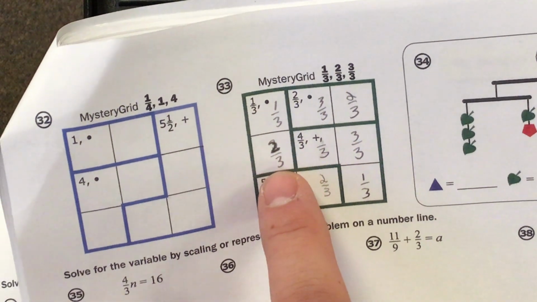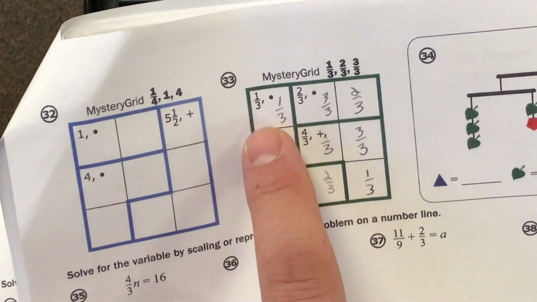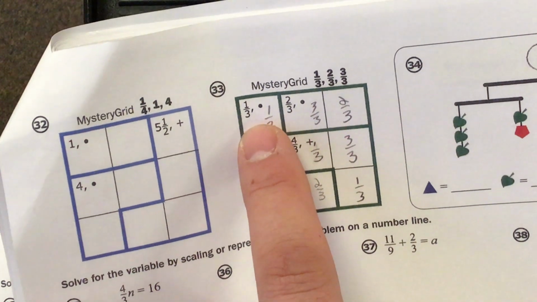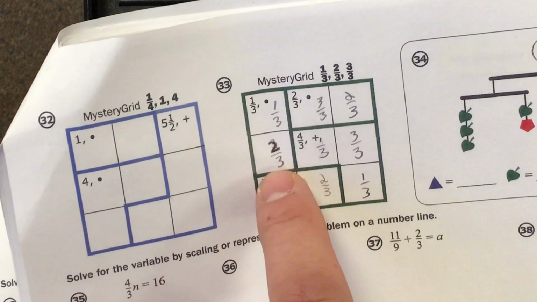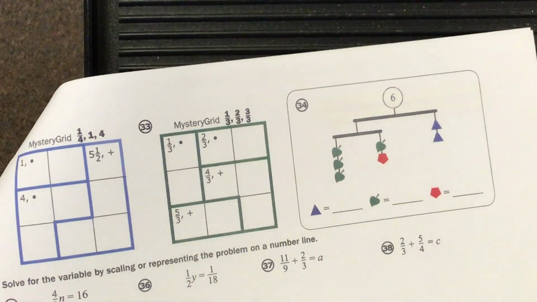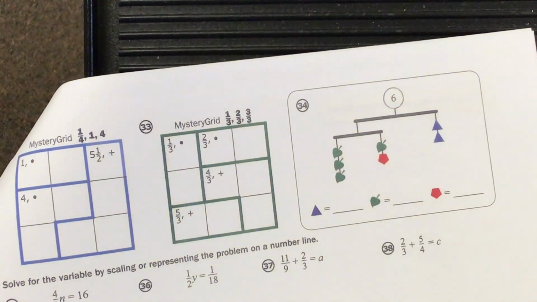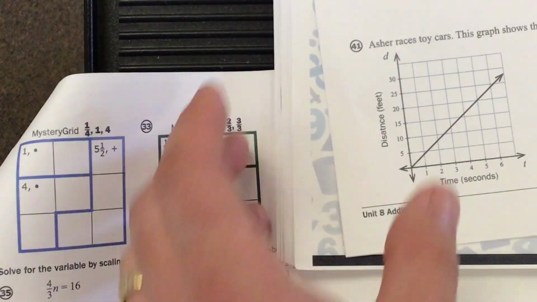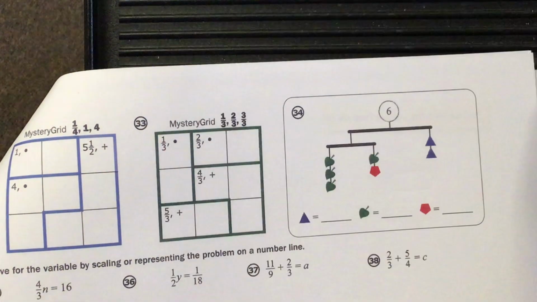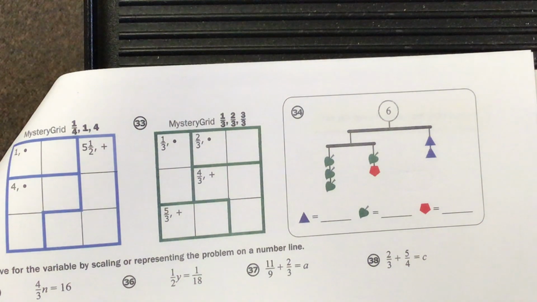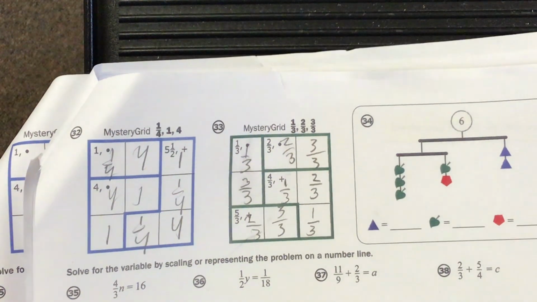1/3 times 2/3 is 2/9. You're not adding, you're multiplying. So not quite close enough. Okay, let's check Landon's. If I got the same answer, that is what I have.